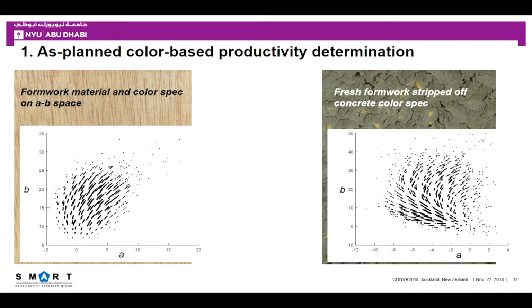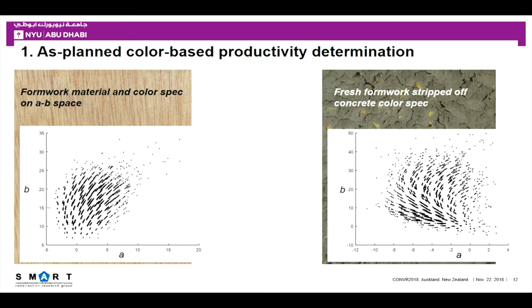And that is the concrete surface that we expect to get after the formwork is stripped off. Now, we took images of these two in a lab, in a controlled lighting environment and everything. And we converted the RGB color into AB color space, and this is what we have got for that. However, we cannot take all these points and then say, okay, this is what we expect at this stage.